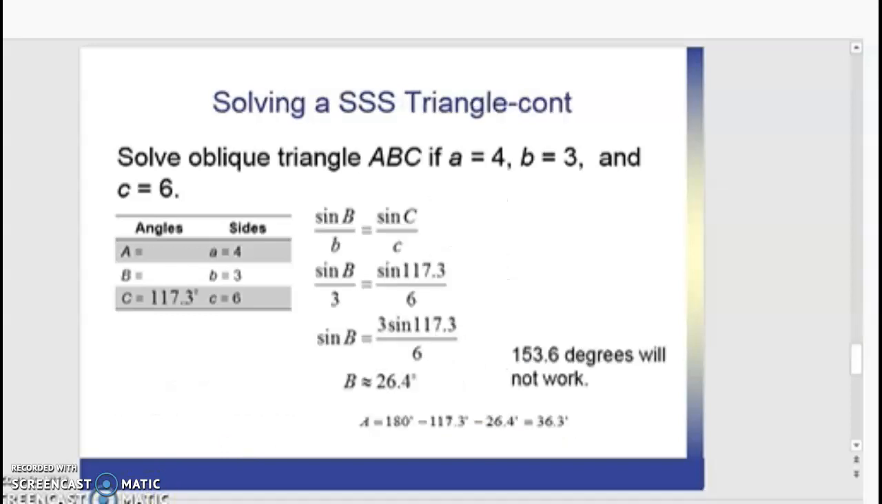Here you will see the remainder of the problem worked out. You may pause and look at it. This is major review because we have been working with the law of sines for a long time.